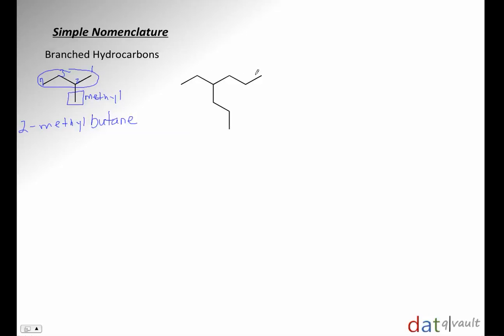Let's do a little bit more complicated example. So the first thing that we need to do, just like in the previous example, is to find the longest hydrocarbon chain, which I've circled here. Again, if we number this chain, we find that no matter which direction we number the chain starting from, we end up with the substituent on this molecule being at the 4-carbon. So this is a 7-membered chain, so it's going to be a heptane. The substituent here is an ethyl substituent, and it's at the 4 position, so we can call it 4-ethylheptane.